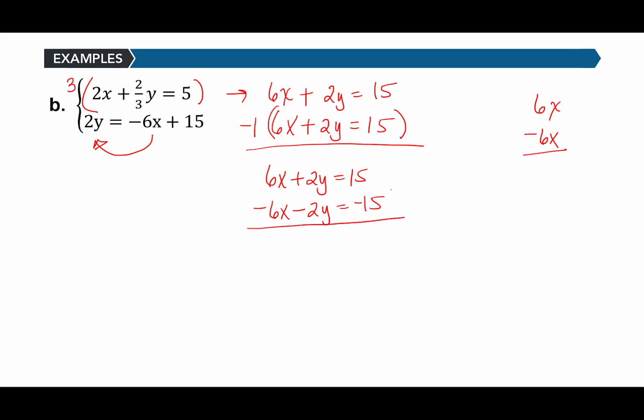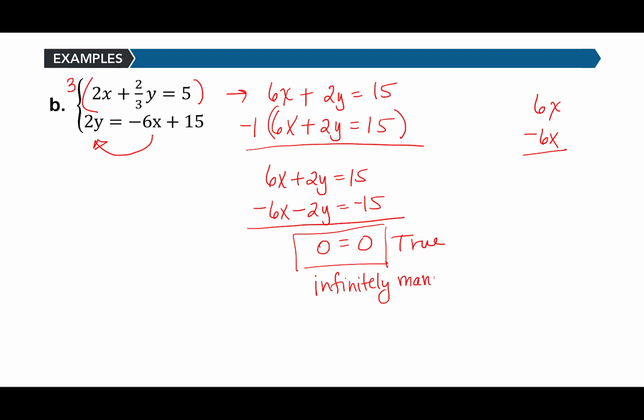And again, this one has something very unique happening. Notice that 6x minus 6x is 0. 2y minus 2y is 0. 15 minus 15 is 0. So this is a case where the variables are eliminated and we have a true statement. And what this means is that there are infinitely many solutions of that system.